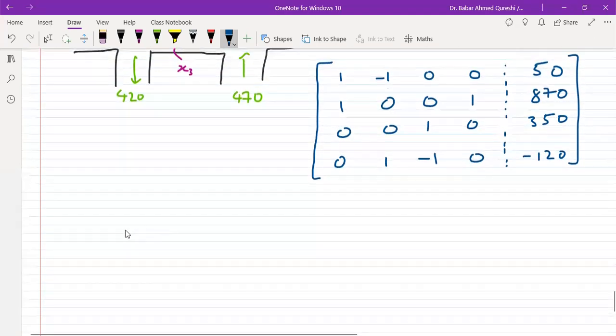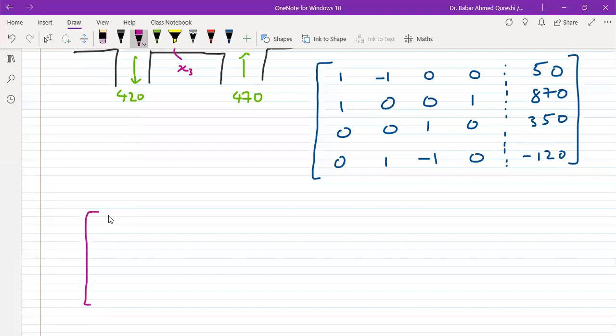So all you need to do is bring it to echelon form. You can do anything, but I can do it in any order. But since I have a lead variable on the first place, I know that the first equation is fine. So let's start from there.